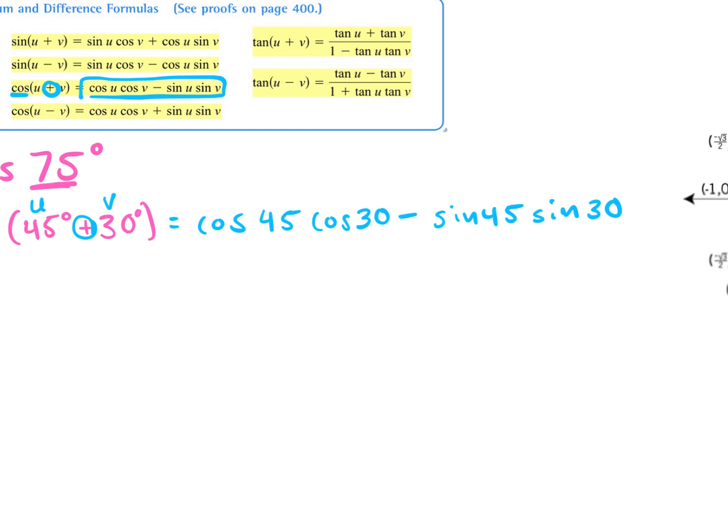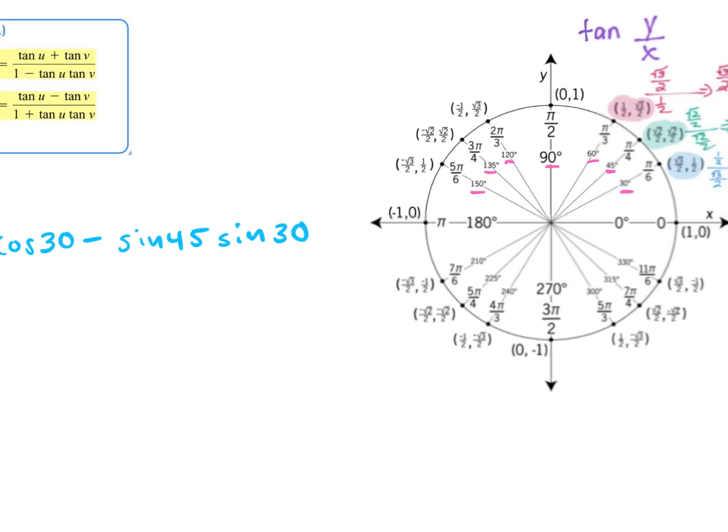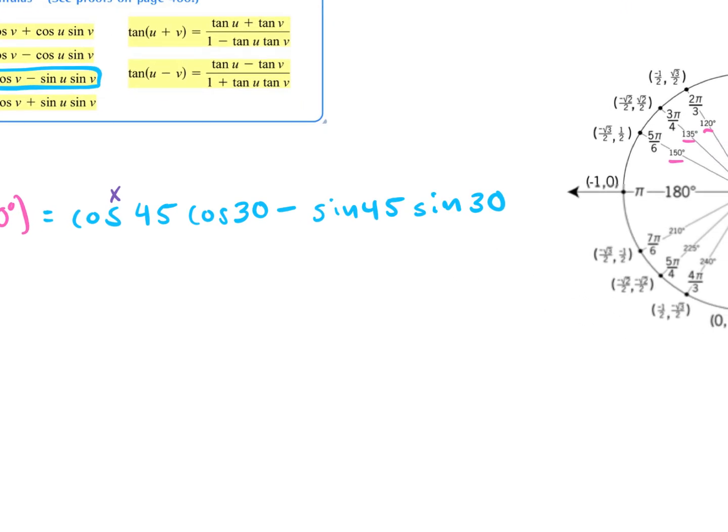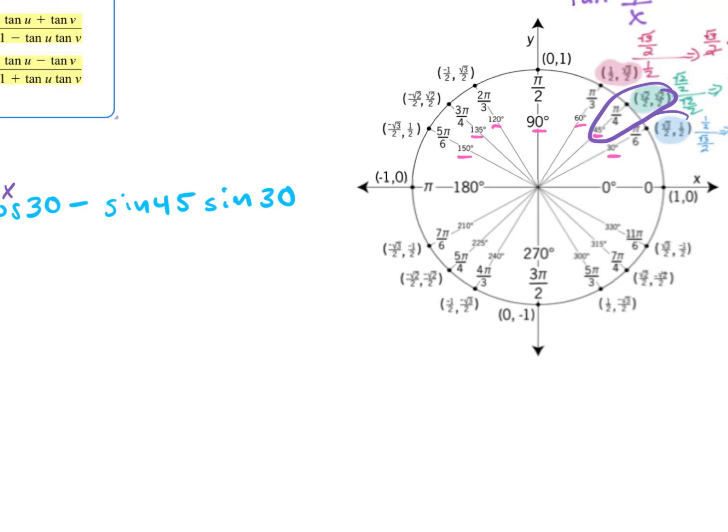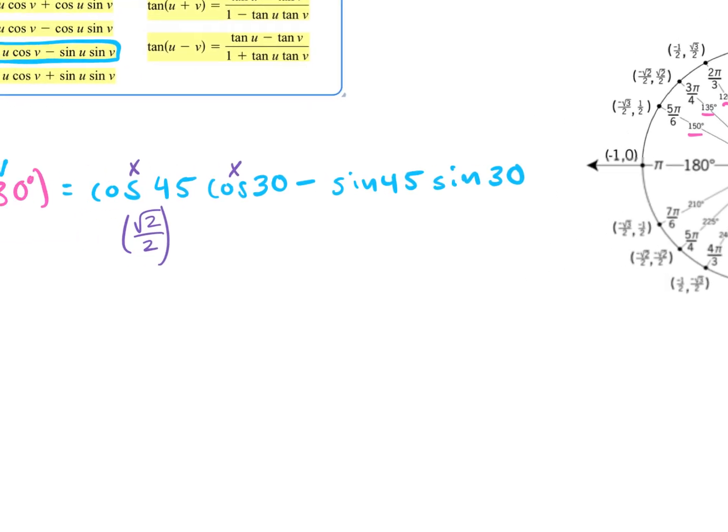So cosine tells us we look at what on the unit circle? X. So what is our x value at 45 degrees? Square root 2 over 2. Perfect. So this is square root 2 over 2. Cosine of 30 now. Cosine tells us we look at the x value. What's our x value at 30 degrees? Square root 3 over 2. It's a little bit blurry.